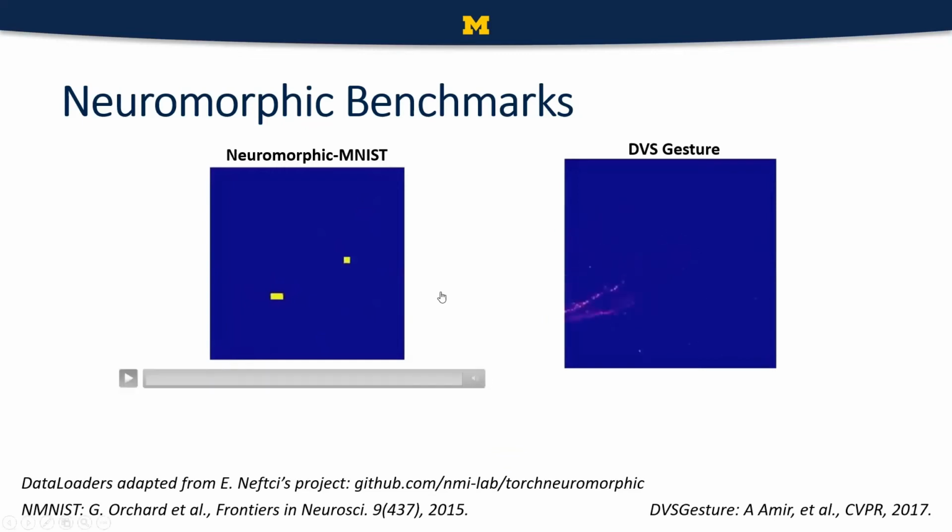The DVS gesture data set comes from IBM. It's a little bit hard to see, but it consists of 11 classes of hand gestures. So this here is a clockwise arm rotation. There's other stuff like air guitar, peace sign. Those are some of the classes that are trying to be classified.